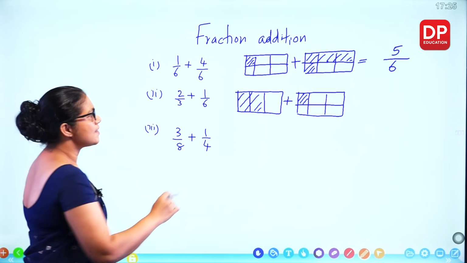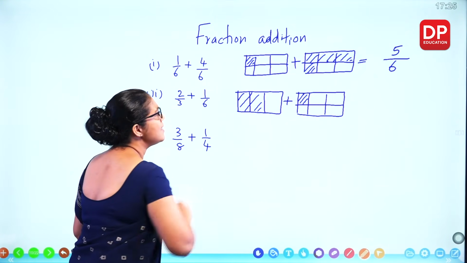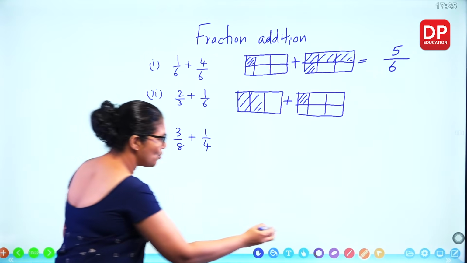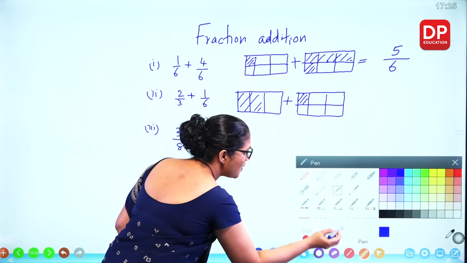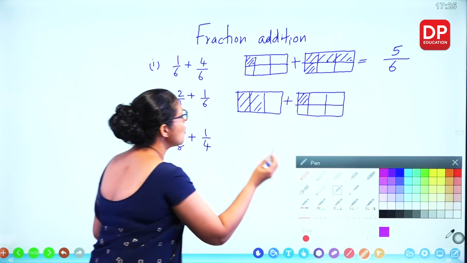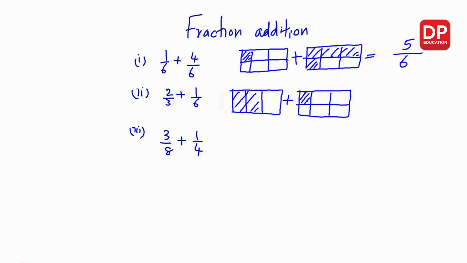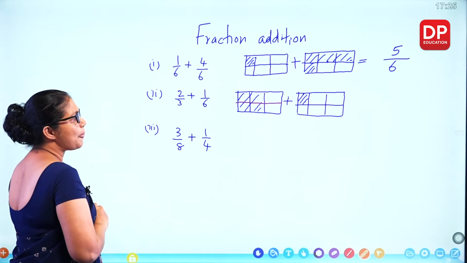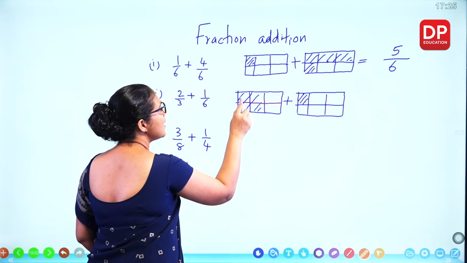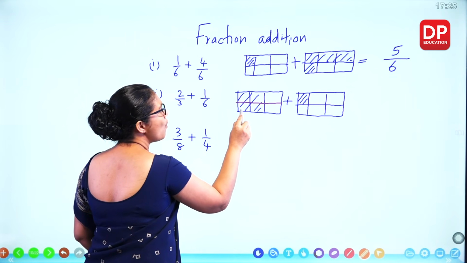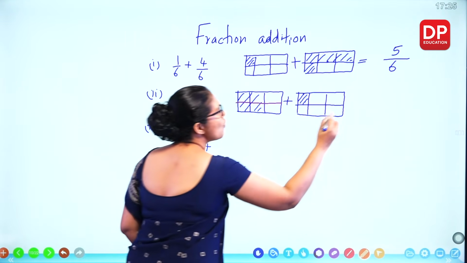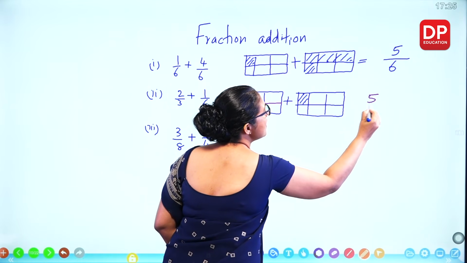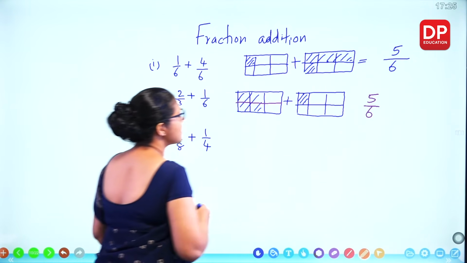So it's difficult to add 3 parts and 6 parts. What you can do is convert to 6 parts. If I draw a line like this, we can see there are 6 parts in this diagram. Now how many parts are colored? 1, 2, 3, 4 and 5. So 5 parts are colored out of 6.